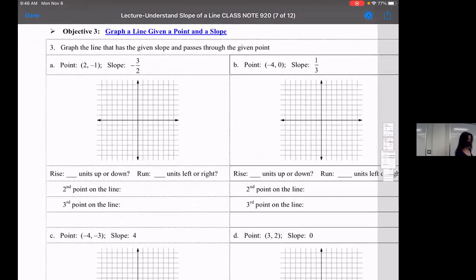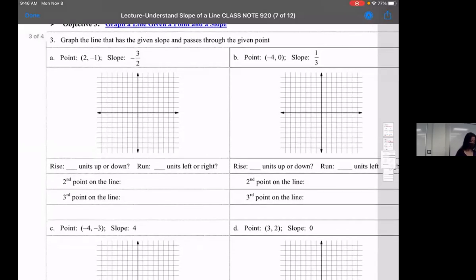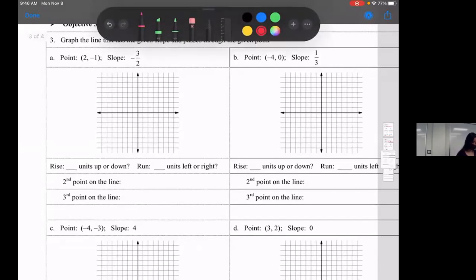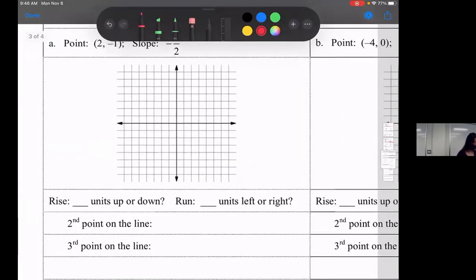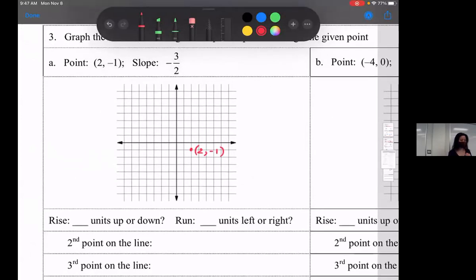All right, now is the reverse engineer. Now they don't want you to find the slope anymore. They're going to give you the slope and a point, and they want you to draw the graph. So let me demonstrate with the first problem. The point is 2, -1. Plot it down, 2, -1. Go right 2, go down 1. Right there, 2, -1.